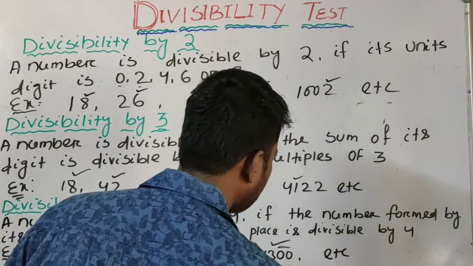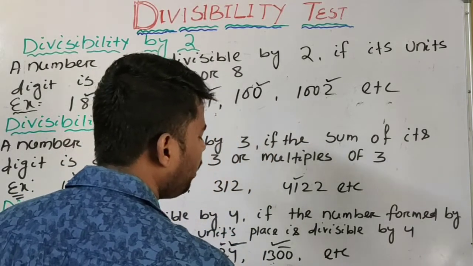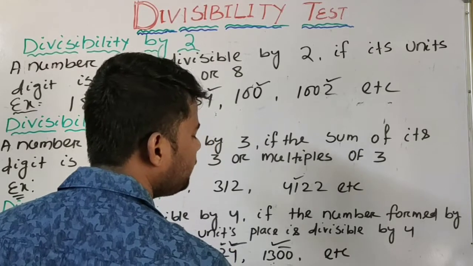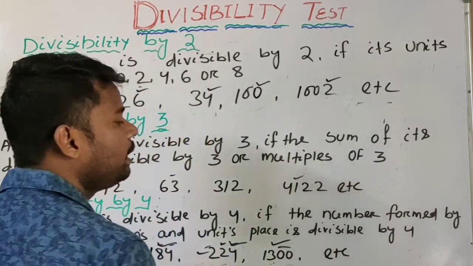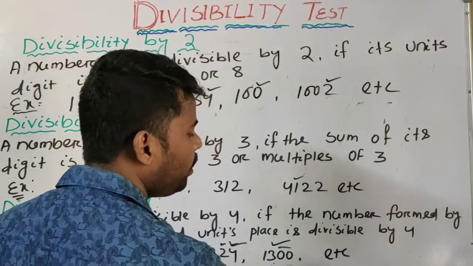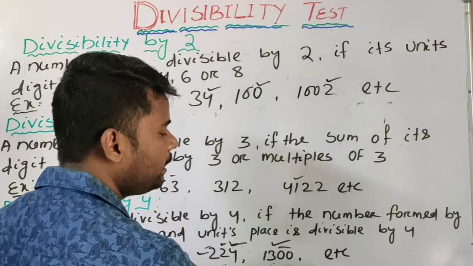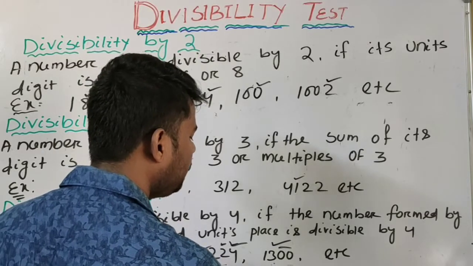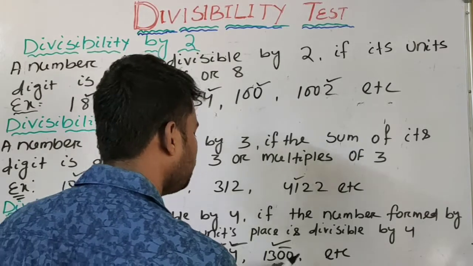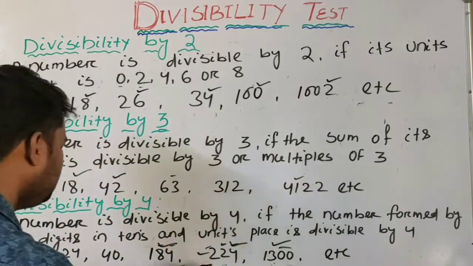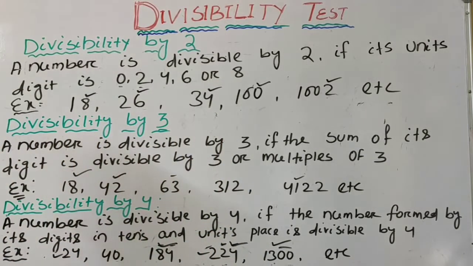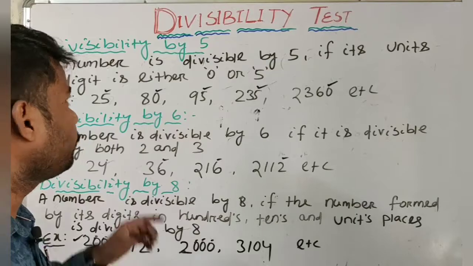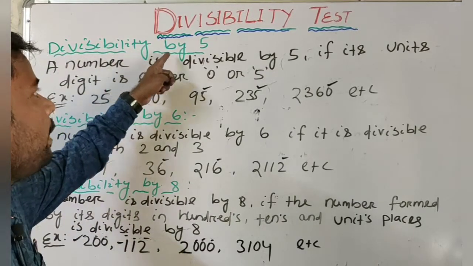When we write 211, the number formed by its unit digit 1 and tens digit 1 is 11. 11 is not divisible by 4 or a multiple of 4. So this number is not divisible by 4. So in this way we can say which number is divisible by 4 or not. Next we will learn divisibility by 5.